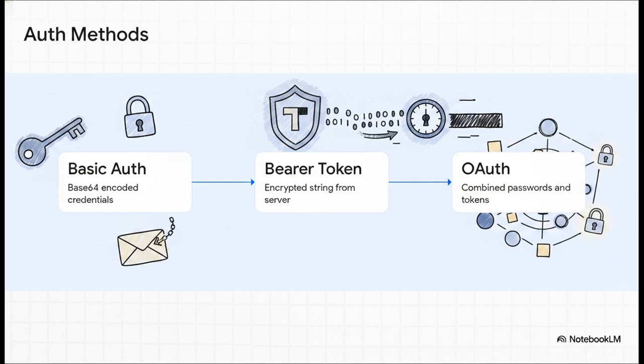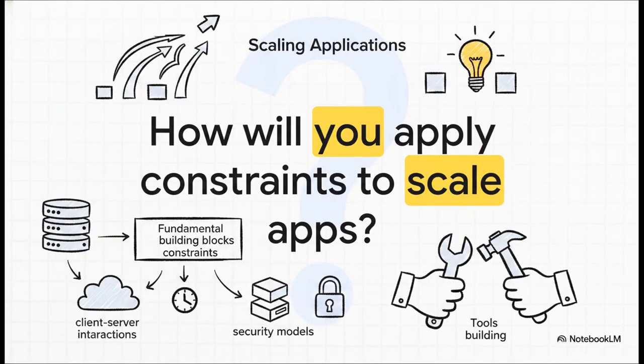Finally, we have OAuth. This is the gold standard. It combines passwords and tokens, but gives the server the power to actually check that token over time, limit its scope, and set a hard expiration date on the access. So, there you have it. You've got the fundamental building blocks. You understand the architectural constraints, those HTTP verbs, and the security models keeping everything safe.